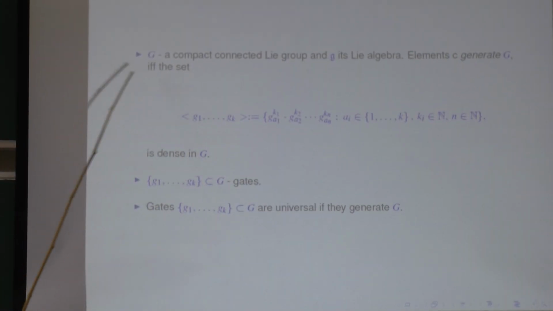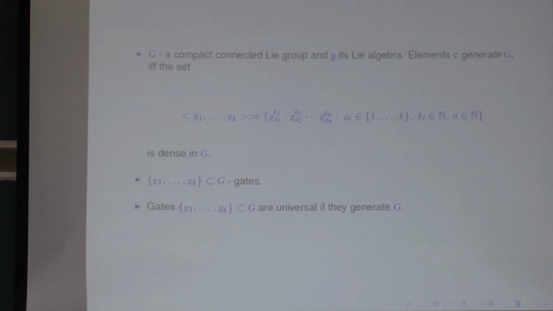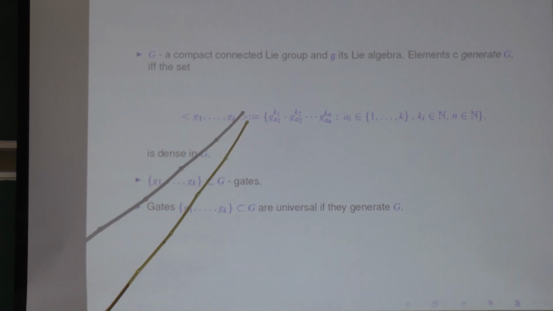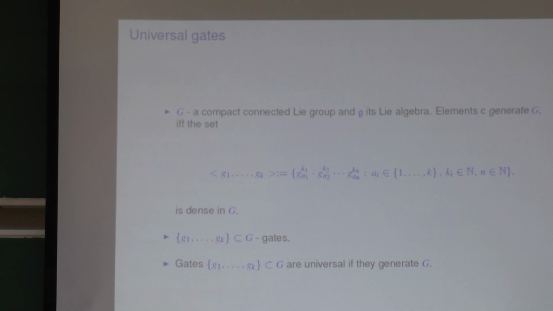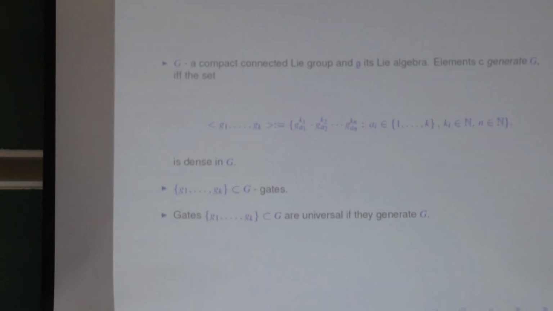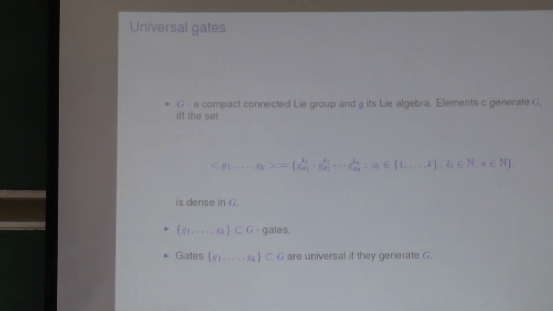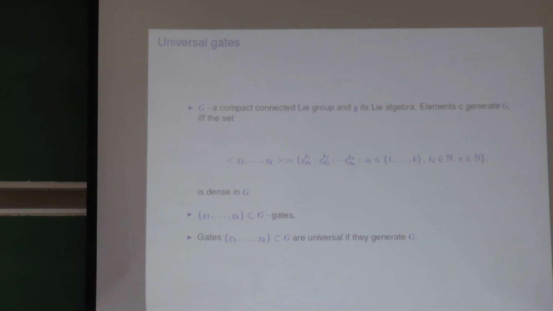So I start with some group G, which is compact and connected. This is a Lie group. And then I consider a set which is generated by some elements. So I choose the elements G1 to Gk from my group, and then consider any possible word in these elements. And if all these words are dense in the group, then I say that elements G1 to Gk generate group G.